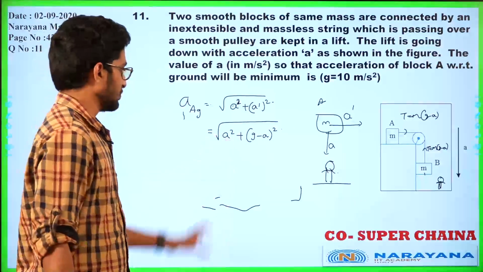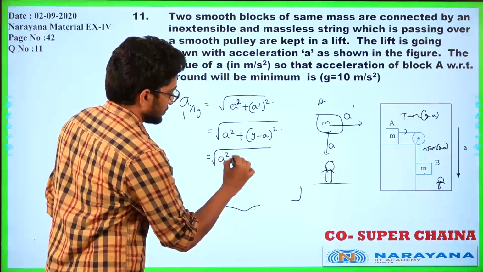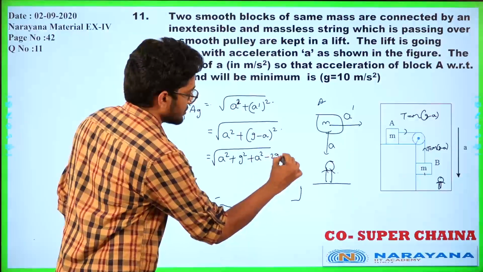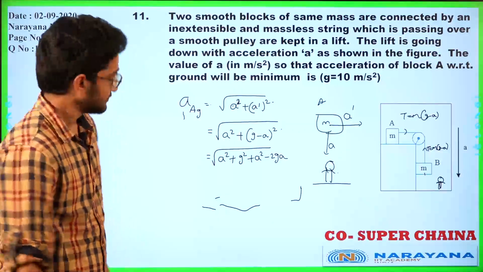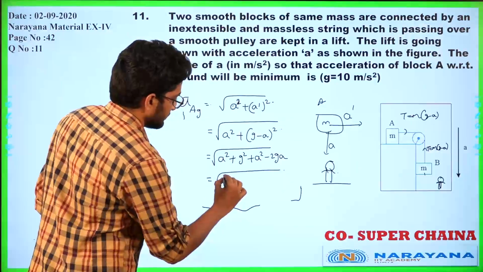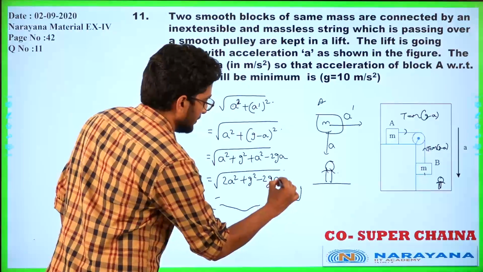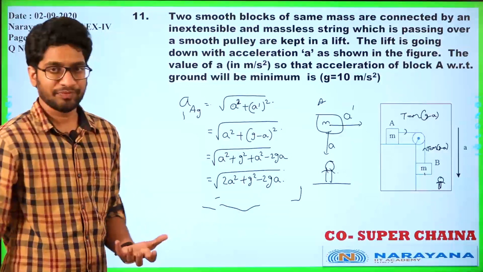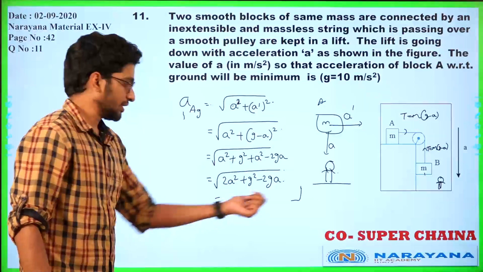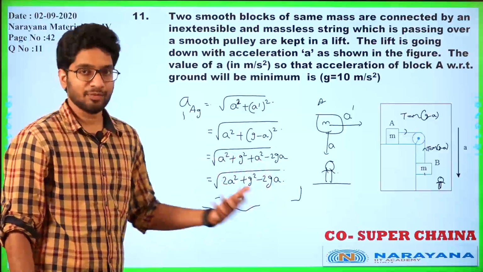So this should be minimum: root of a square plus (g minus a) whole square should be minimum. So you can say that is root of a square plus g square plus a square minus 2ga, that should be minimum. This is root of 2a square plus g square minus 2ga, and the term inside should be minimum. So when do we get minimum or maximum? When the derivative is 0, right?